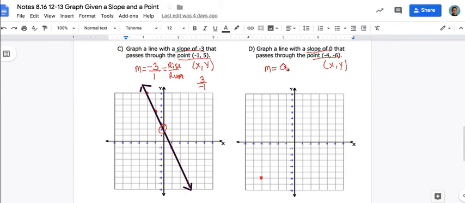So we have a 0 slope, we turn it into a fraction. So the top number is rise, my bottom number is my run. Okay, so now I can rise 0 and run 1 right here. So this will tell you, oh, they're right next to each other. This is going to make a horizontal line.